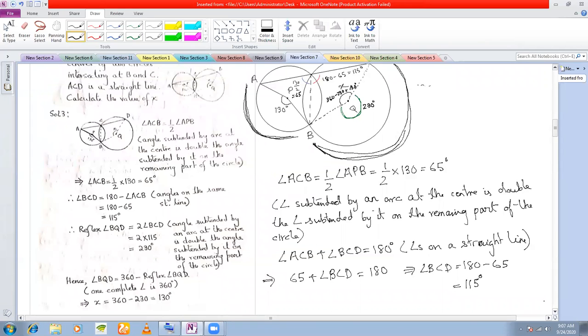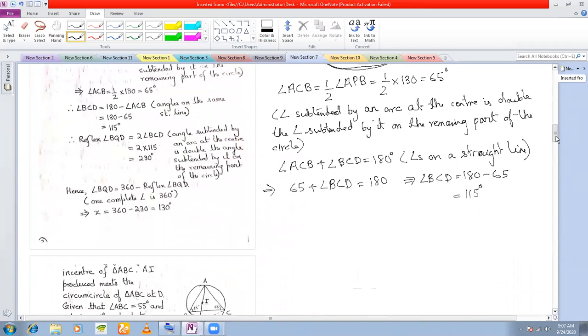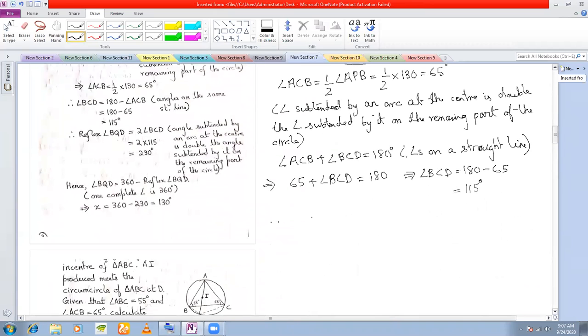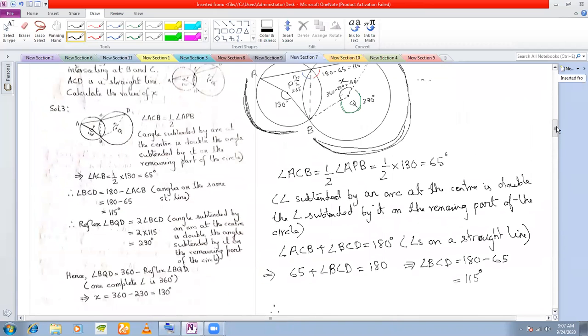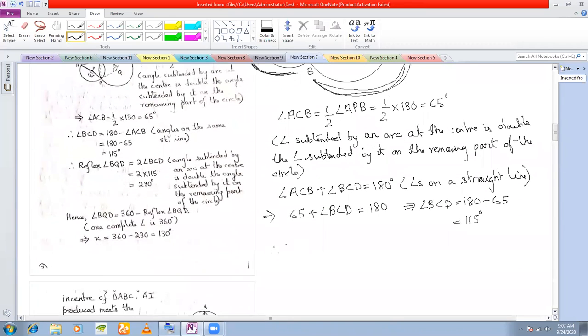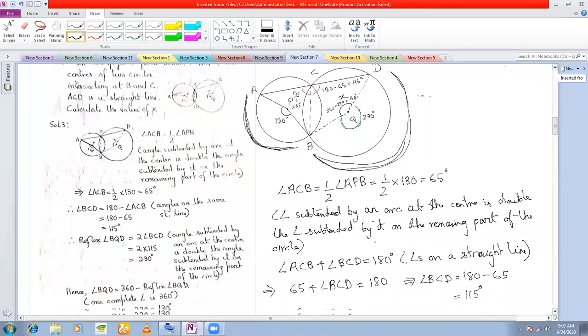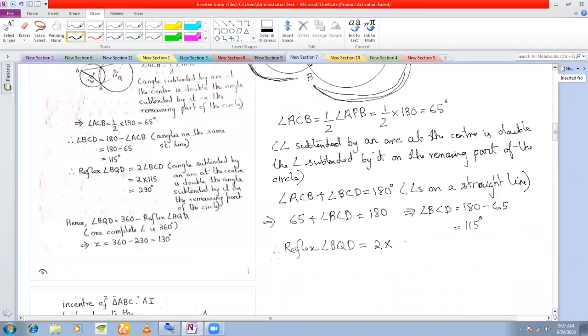So therefore, now we'll proceed to find out the green angle. Green angle is the angle subtended by the arc BD at the center. So therefore, reflex angle BQD, the green angle, is the reflex angle BQD. Reflex angle BQD is equal to twice of 115 degree, 2 into which angle? Angle BCD.